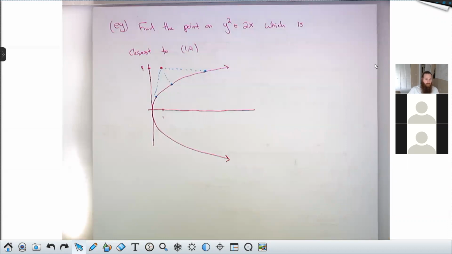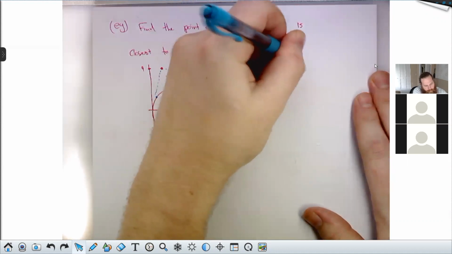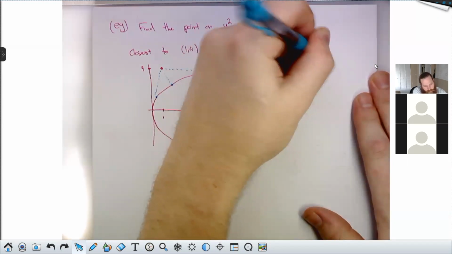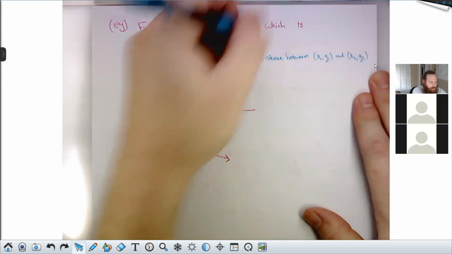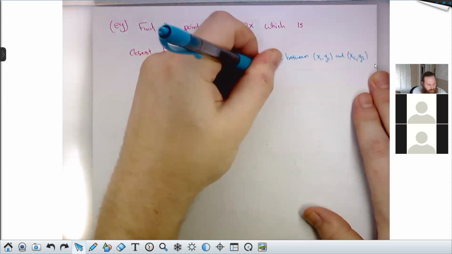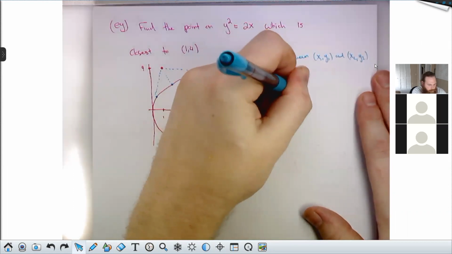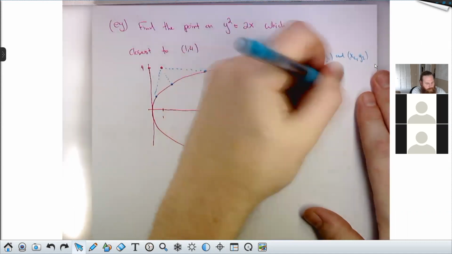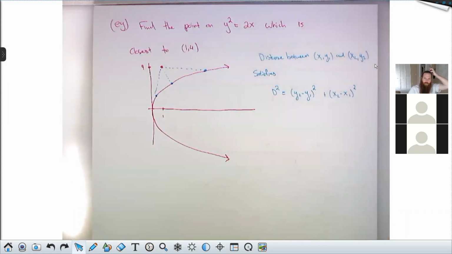Distance formula. Yeah, remember the distance between any 2 points x1, y1 and x2, y2 satisfies d squared equals (y2 minus y1) squared plus (x2 minus x1) squared. Oftentimes you'll see this written with a square root, right? You take the square root of both sides and you get d. But for the purposes of calculus, it's often nicer to think of it like this.